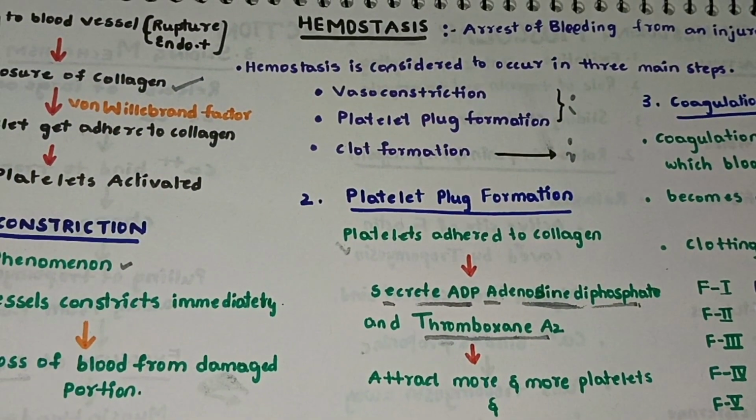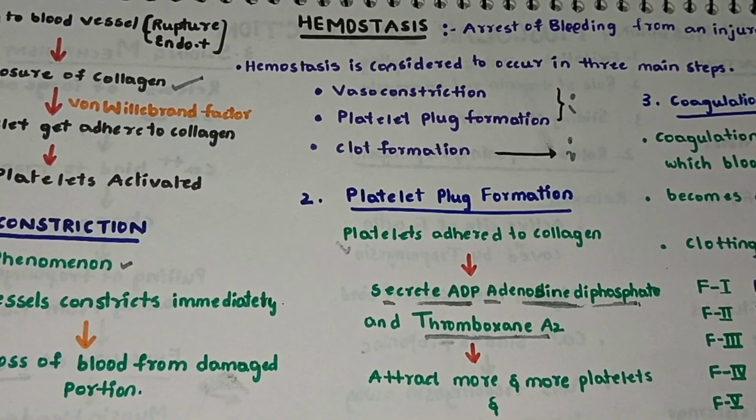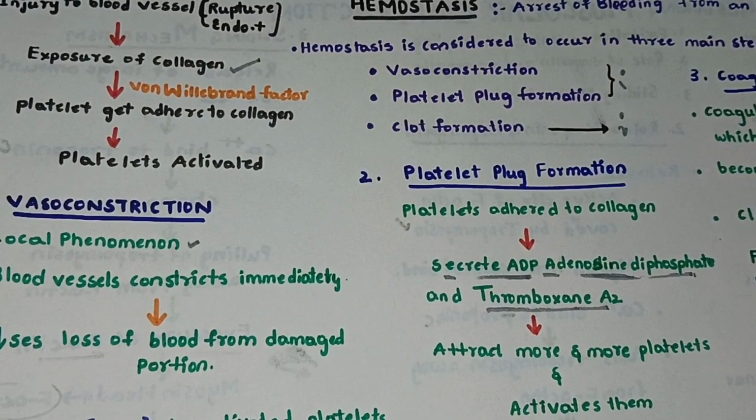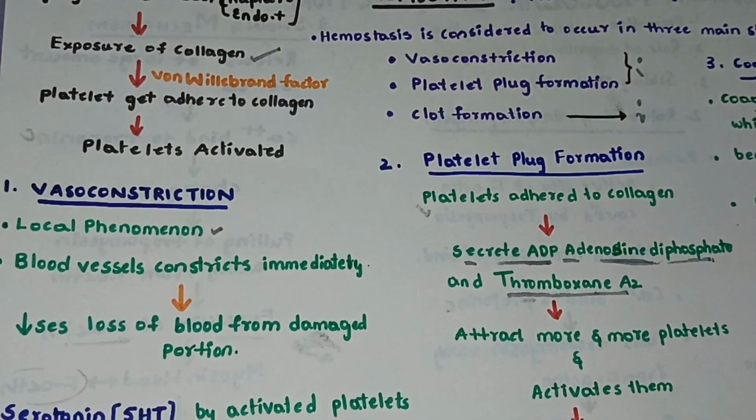Let me revise once again. Hemostasis is nothing but arrest of bleeding from an injured blood vessel. Hemostasis is understood under three headings: vasoconstriction, platelet plug formation, and clot formation. Vasoconstriction is a local phenomenon, and it is transient, whereby blood vessels constrict immediately after injury.